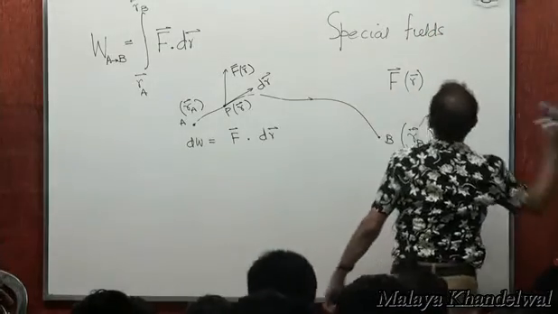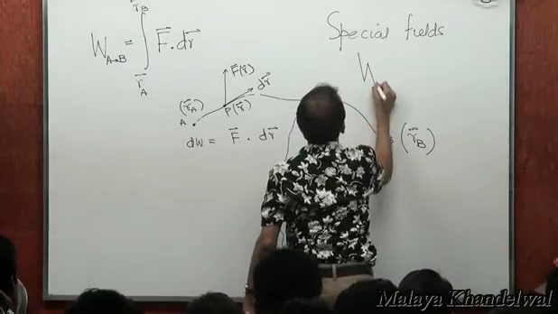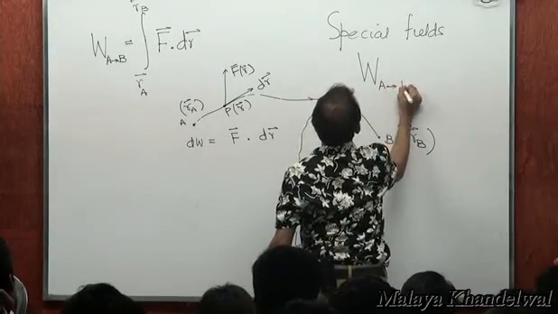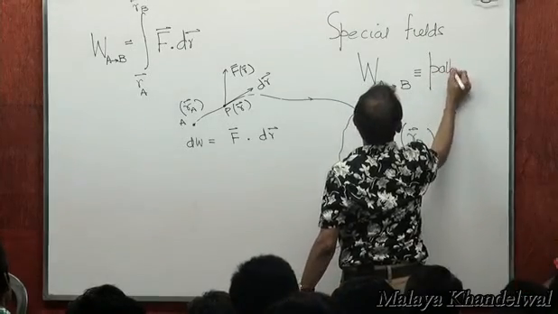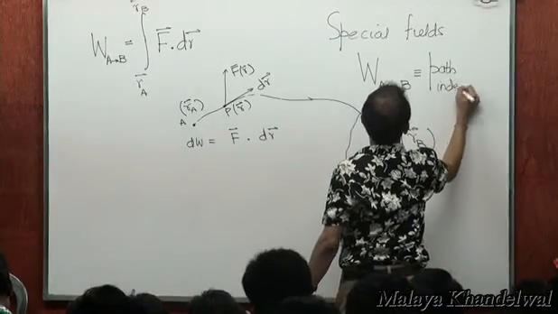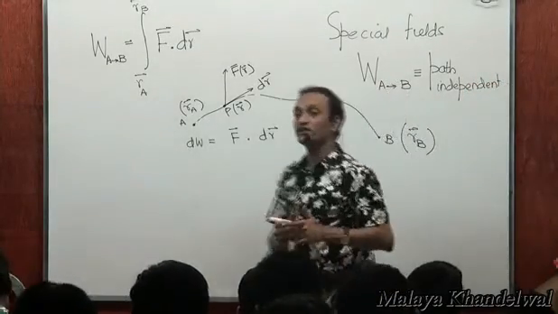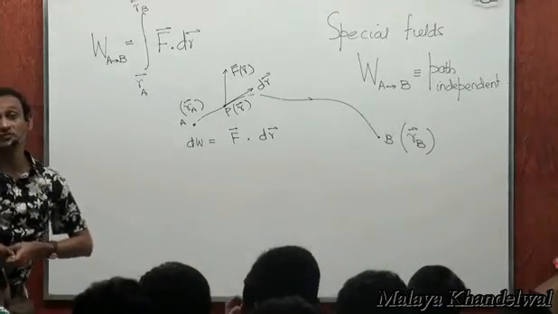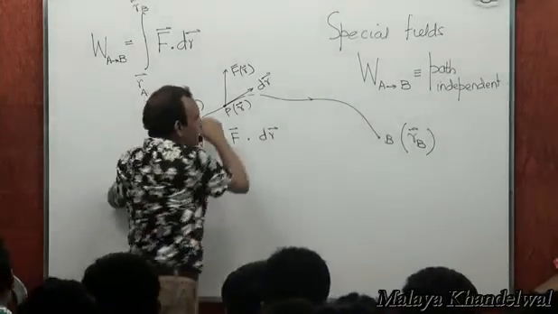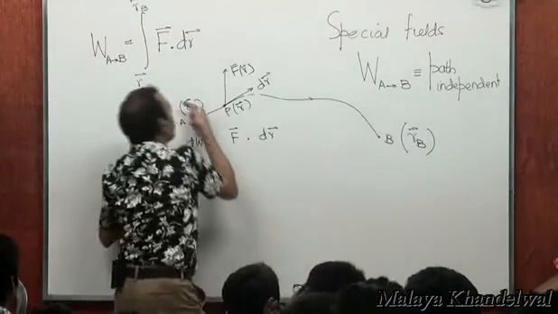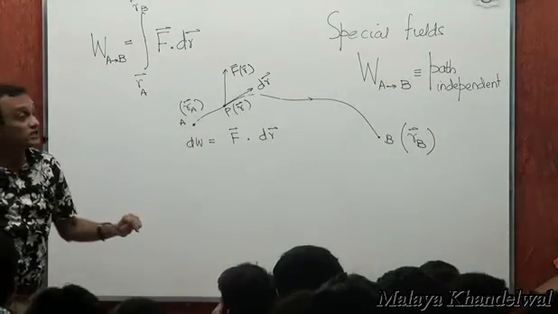where this work done from A to B is path independent. The work done by the forces of the field in certain force fields is path independent. That means whether you go from A to B via London or you go from A to B via Patna, the work done by the forces of the field will be the same.